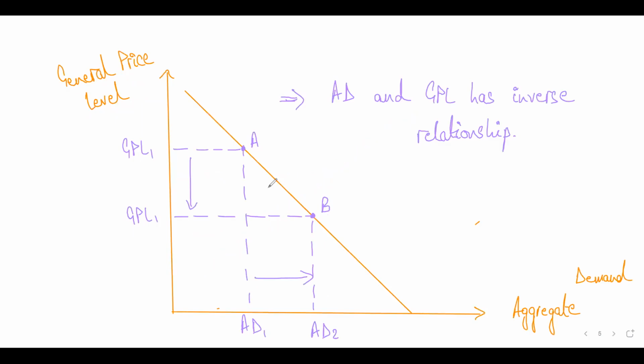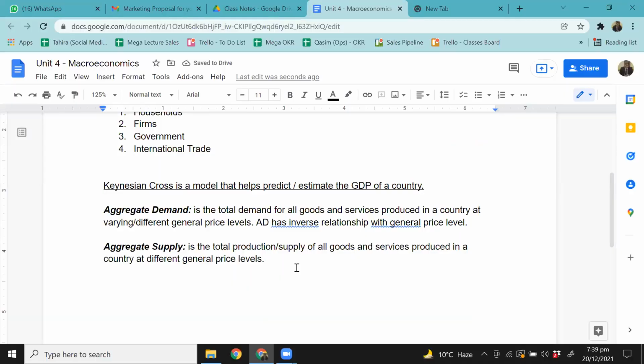Now let's move on and get started with, okay, just one thing to write. Aggregate supply has a direct relationship with the price level.